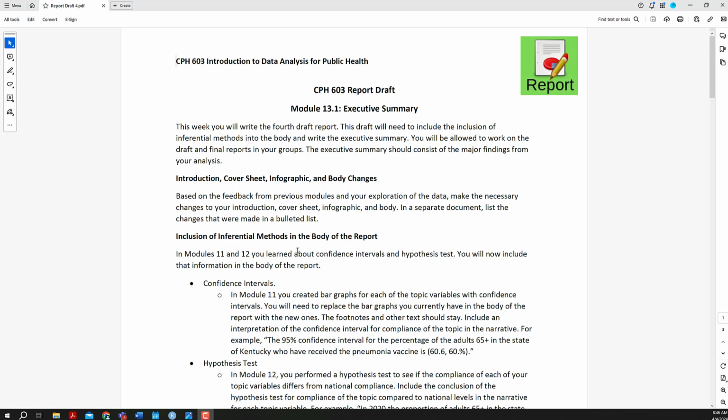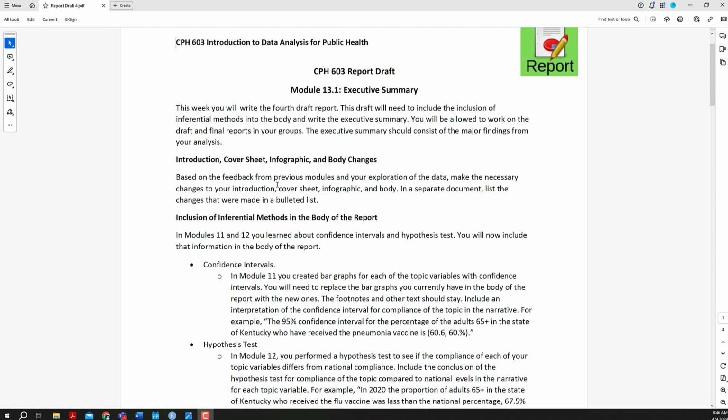So to start with, you're going to make any recommended changes from the previous drafts, and I would go ahead and do that before you start on the executive summary, because for the executive summary, you're going through some of those previous tables and plots that you would have made and picking out some of the ones that you think are the most impactful.